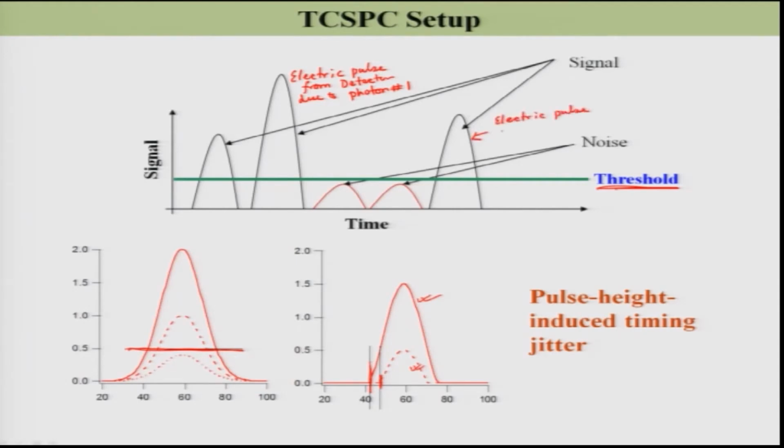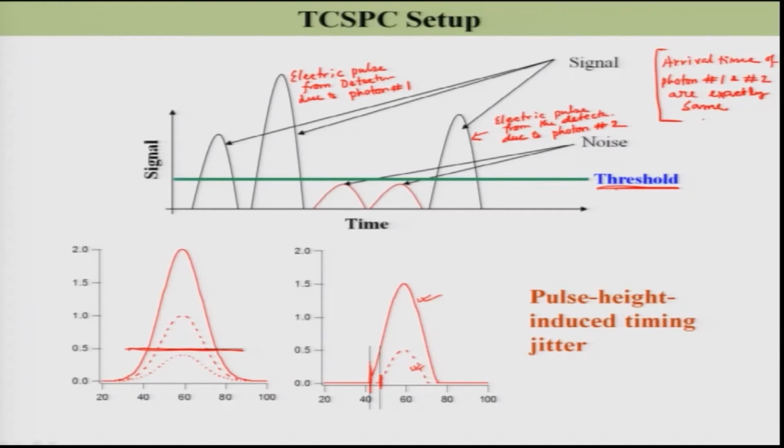This is the electric pulse from the detector due to photon number 2, and I consider here that photon number 1 and number 2, the arrival times of photon number 1 and number 2 are exactly the same. I consider this. Okay.